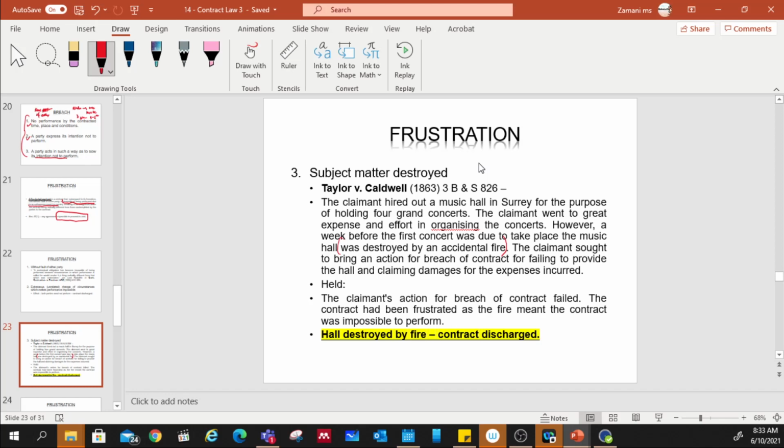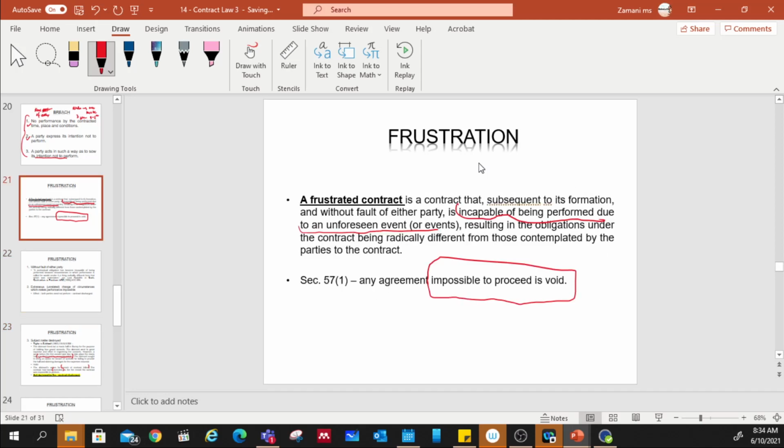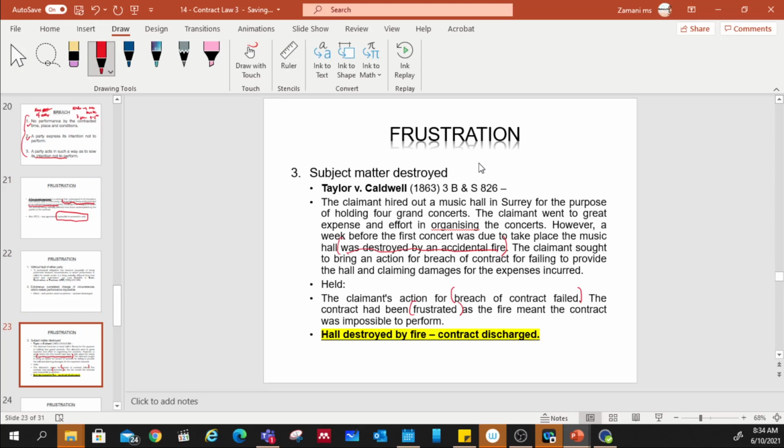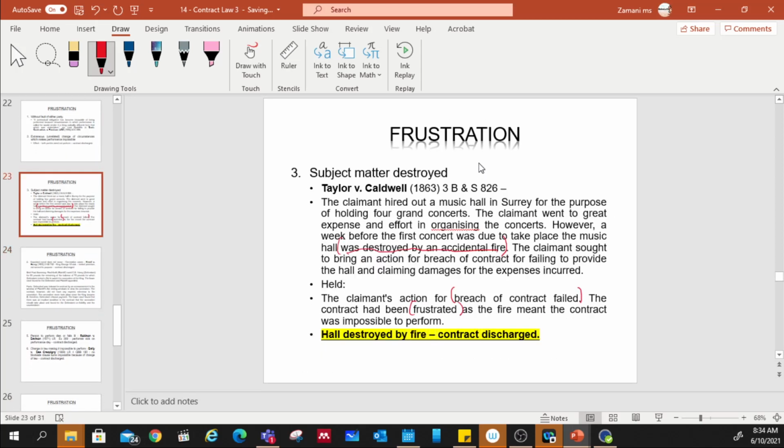Alright, so what's the result here? The claimant's action for breach of contract failed. The discharge is not based on the breach, because the issue is that this defendant is not breaching his contract. The problem is this accident. The contract had been frustrated. That's why they call it frustrated: as a result of the fire, the contract was impossible to perform. Because of the fire, you don't have the hall anymore, so how can it be performed? It's quite clear that this is not going to happen. Any agreement impossible to proceed is void. So the hall is destroyed by fire, then the contract is discharged.